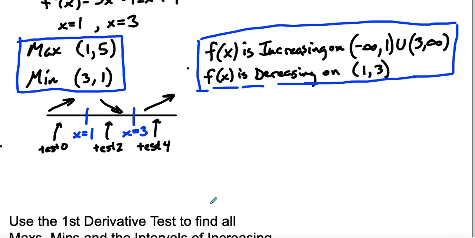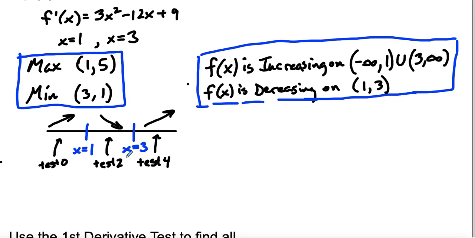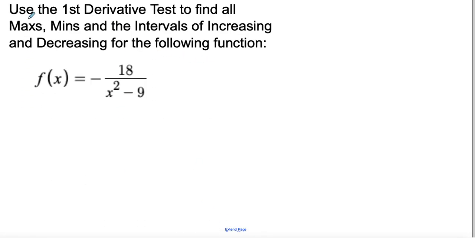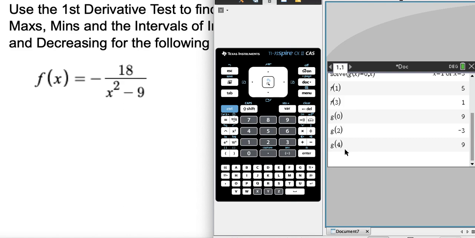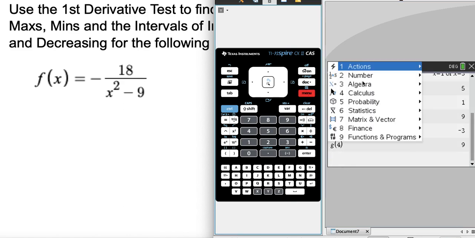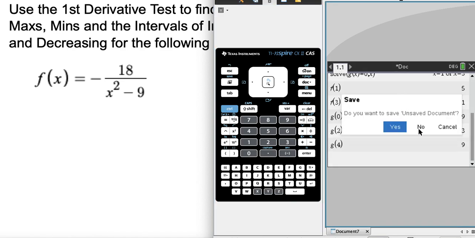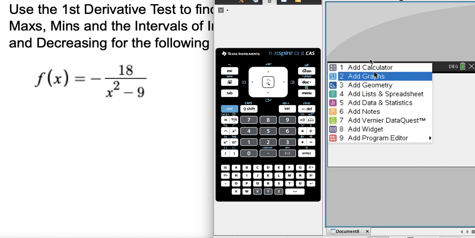Okay, let's take a look at one where it doesn't just alternate, and it's a little bit trickier. Okay, so now we have this one. It says use the first derivative test to find all max and mins and the intervals of increasing and decreasing for the following function. Well, I'm going to go right back to my calculator here because we could do this by hand with the product rule, or you could actually do it with the chain rule, but it's going to get a little complicated. So since I'm doing a new problem, I'm going to just go to Document, File, and create a new document, and then I just say No to Save.